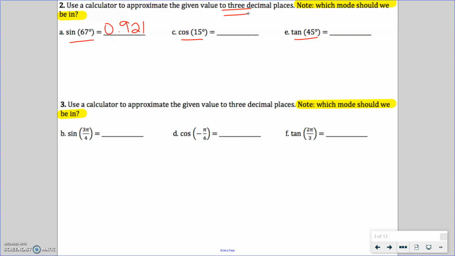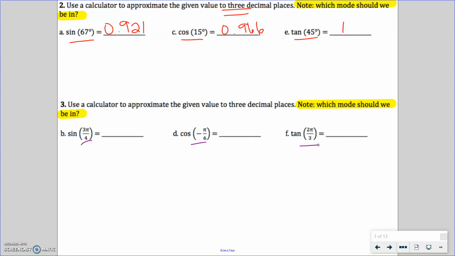All right, cosine of 15, I get 0.966. Tangent of 45, I get exactly 1. So for number 3, use the calculator to approximate the given value, but which mode should we be in? Now look at these. Okay, this is different. These look like radians, right? So now I need to go back into mode and switch back into my radian setting.